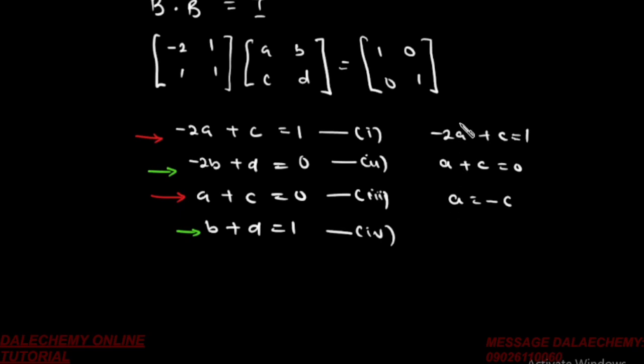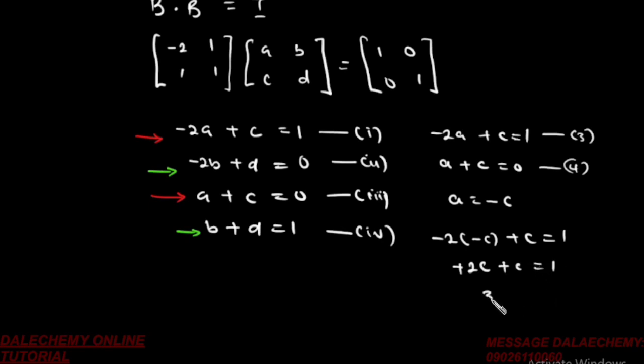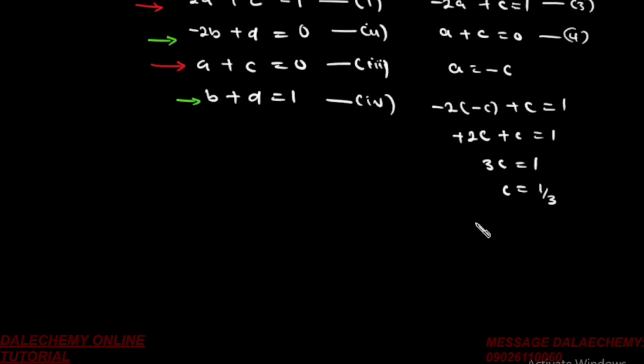Now we're going to substitute for A in equation 1. So we have minus 2 times A, which is now minus C, then plus C equals 1. We have plus 2C plus C equals 1. So 3C equals 1 and C will be equal to 1 over 3. Then we can get our A, because A is equal to minus C, which is going to be minus 1 over 3. So A will be equal to minus 1 over 3.